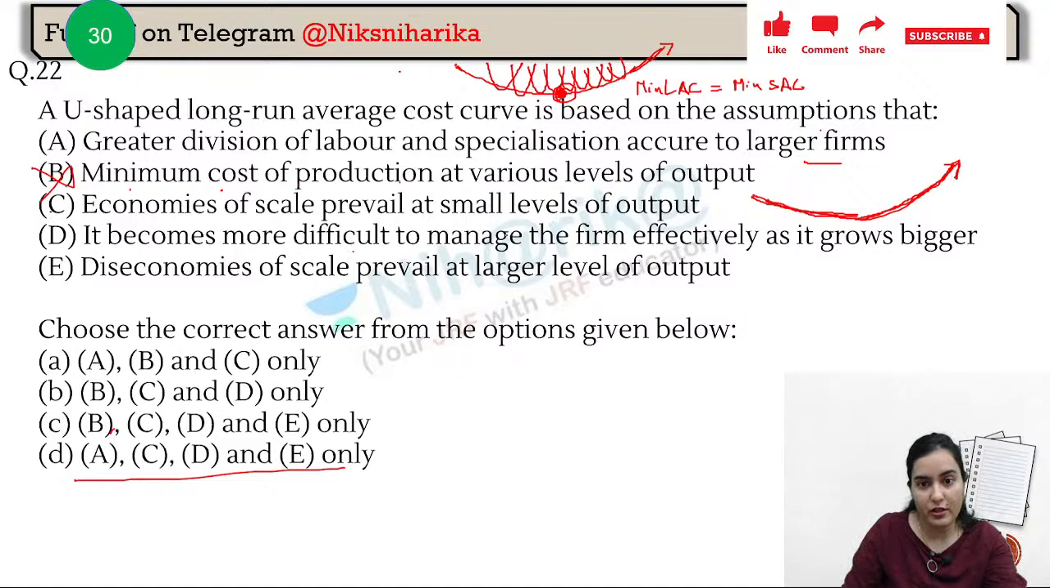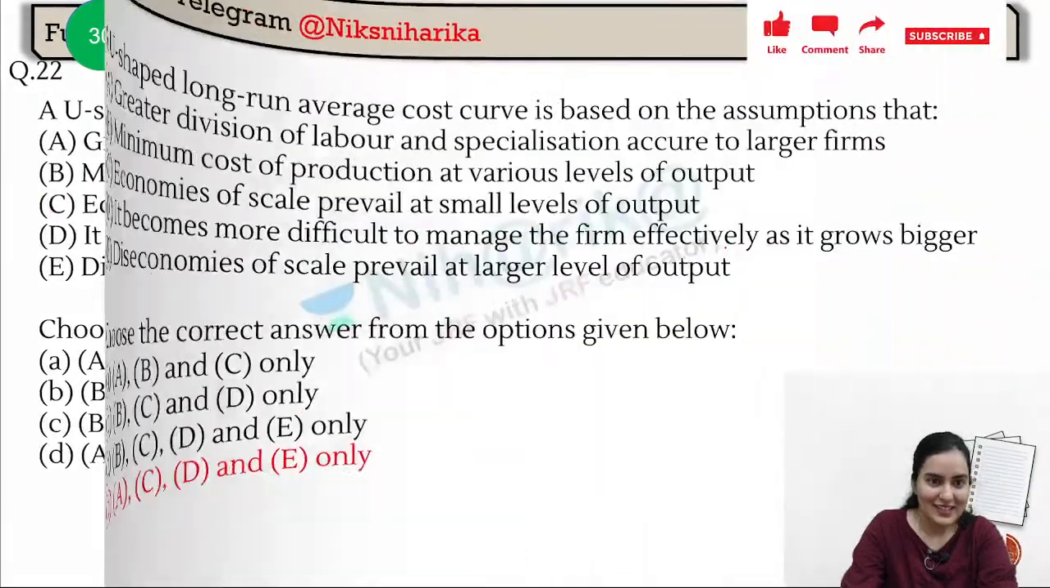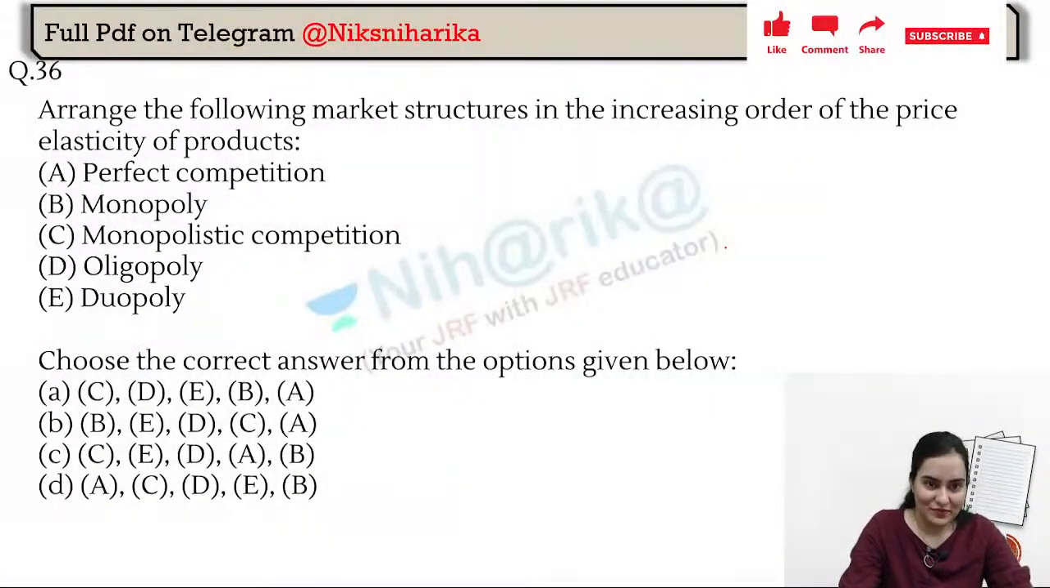It becomes more difficult to manage the firm effectively as the firm grows. Both C and D are connected. It is saying the same thing, that as we increase the firm size and the production size, the cost increases, and diseconomies of scale prevail at the larger level of output. Basically C, D, E all are saying exactly the same thing. Okay, now the next one. Arrange. This one will be pretty easy. All of you can give the answer.